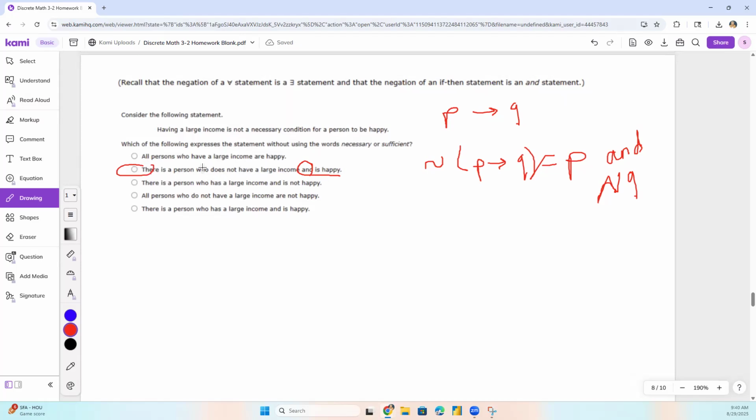So we're going to choose this one for the necessary and sufficient. The correct answer is the one that expresses the statement without using the words necessary or sufficient. So when you remove the word necessary, this is going to be there's a person who doesn't have a large income and is happy. This is how we're going to answer this question in the homework.